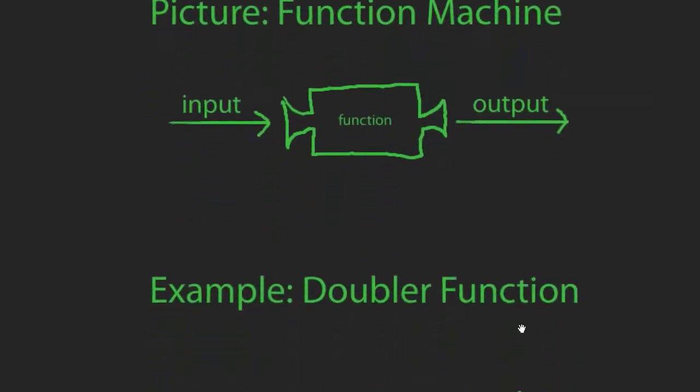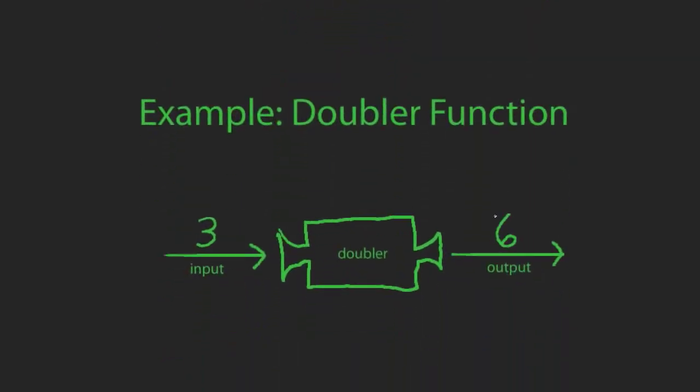Let's look at some concrete examples, like a doubler function. So this function takes in an input of a number, and then on the inside the rule is it maps a certain input number to twice that number. So it's going to map 3 to 6, it would map 10 to 20, etc. The point is the input is a number and the output is 2 times that number. That would be an example of a doubler function.